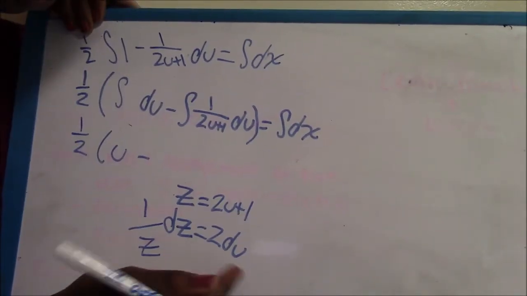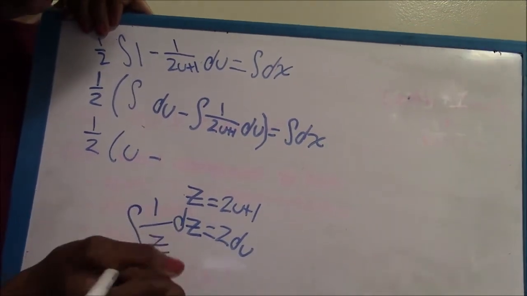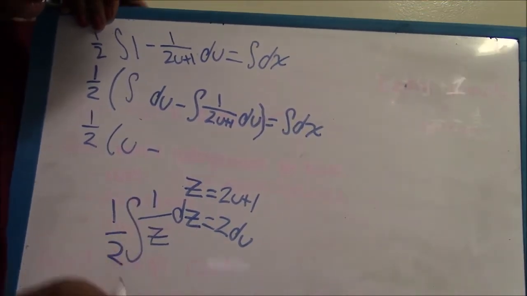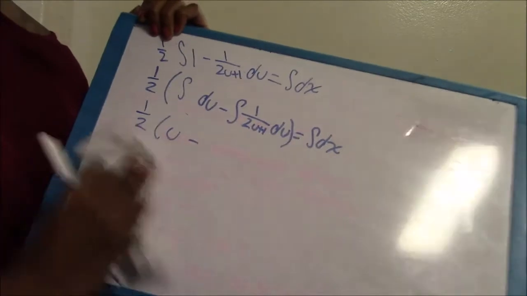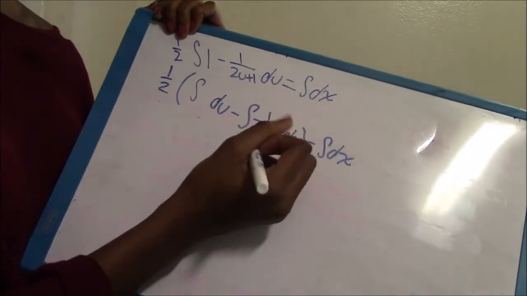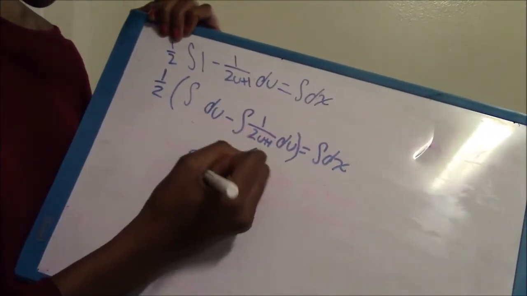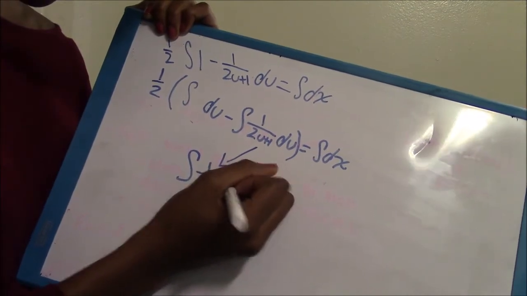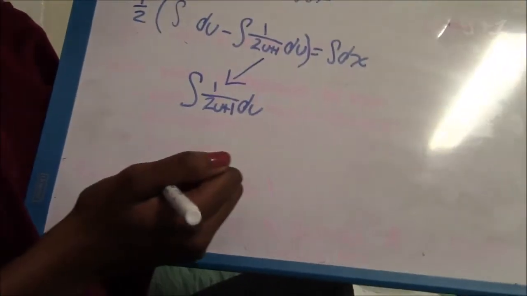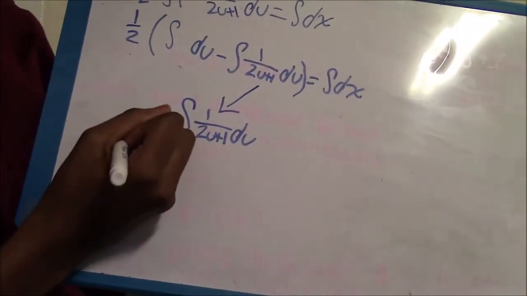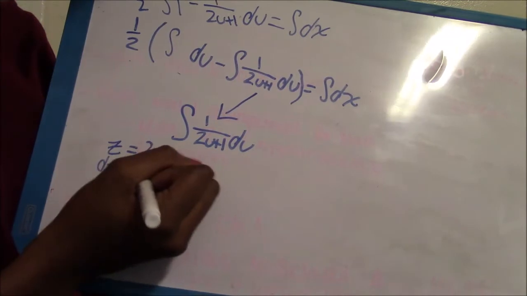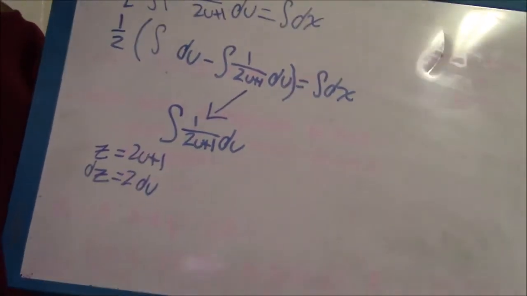From this point, with 2 du, we needed a 2, right? So that means we're going to have to put a 1/2 on the outside. And if you don't understand that concept, I'll break it down even more. Basically, we're focusing on this part of the problem. In this problem, we're using substitution. And we're saying that z equals 2u plus 1, then dz is going to equal 2 du.